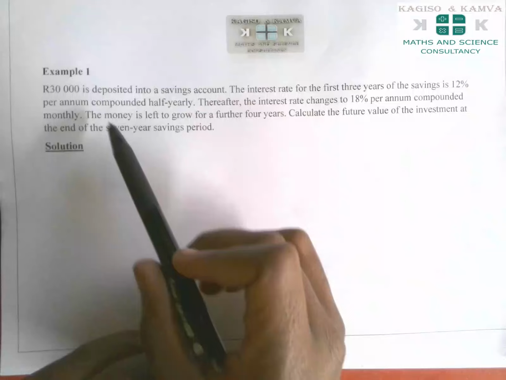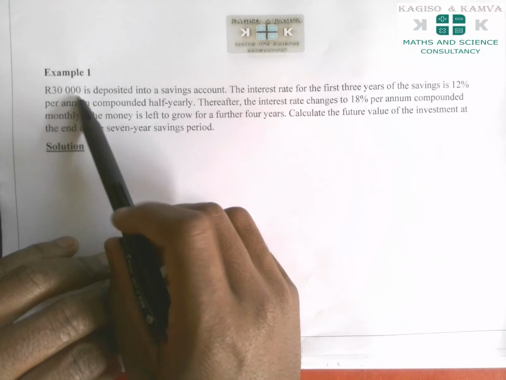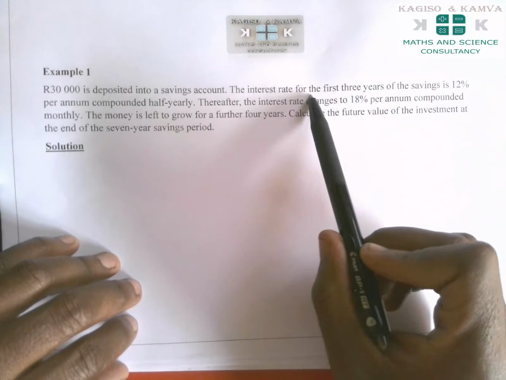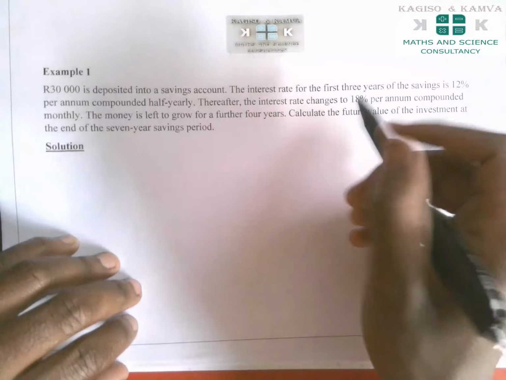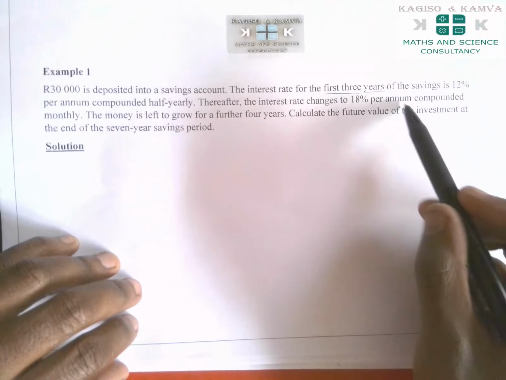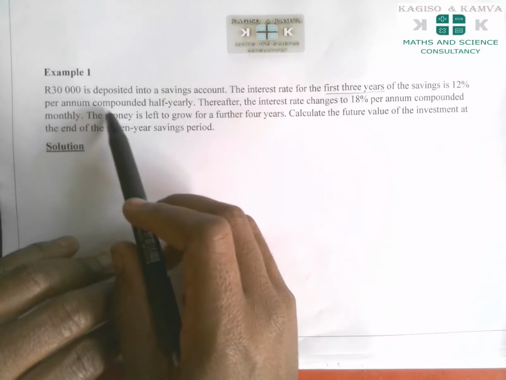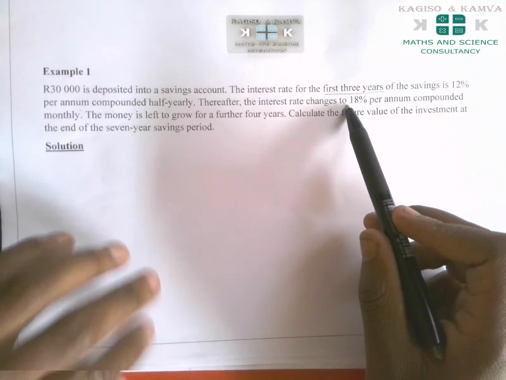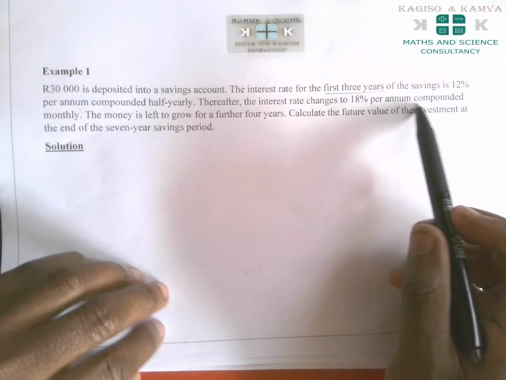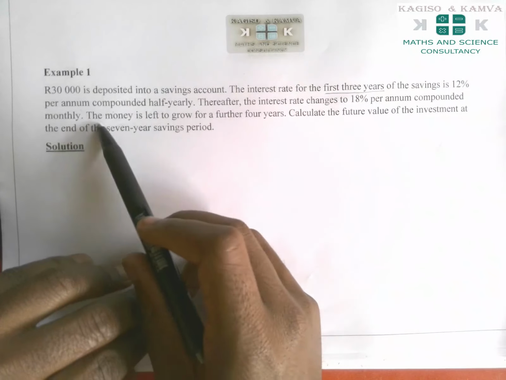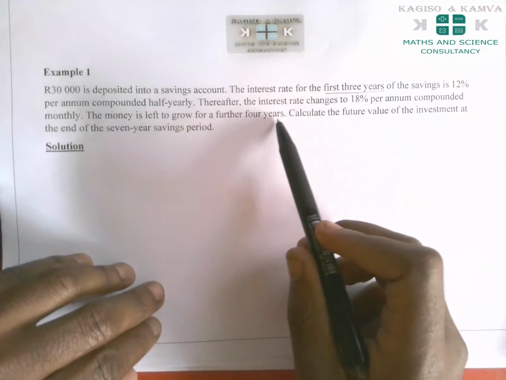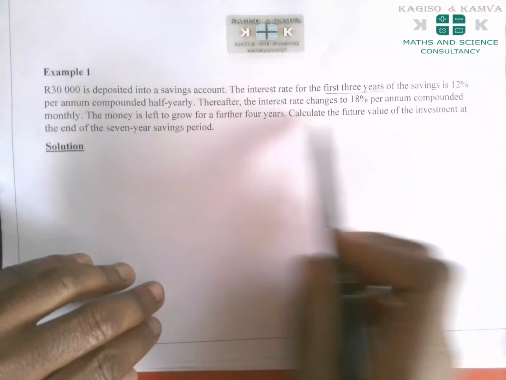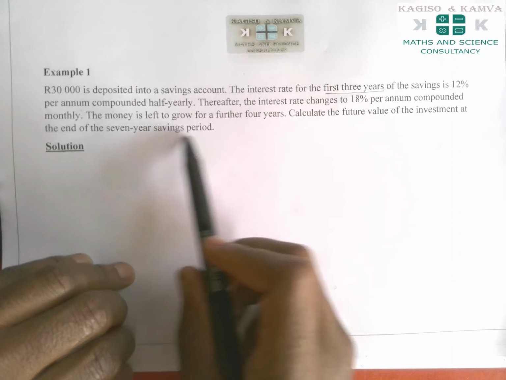What do we have here? 30,000 is deposited into a savings account. The interest rate for the first 3 years of the savings is 12% per annum, compounded half yearly. Thereafter, the interest rate changes to 18% per annum, compounded monthly. The money is left to grow for a further 4 years. Calculate the future value of the investment at the end of the 7-year savings period.